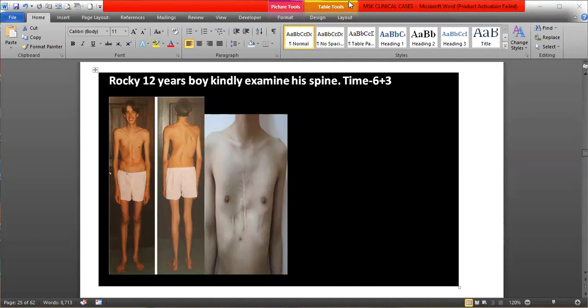The scoliosis is there. At the same time, I will ask the child to bend forward to check whether the scoliosis is permanent or positional. It's permanent. Okay, so it is not positional, it is permanent. And at the same time, I will come forward.